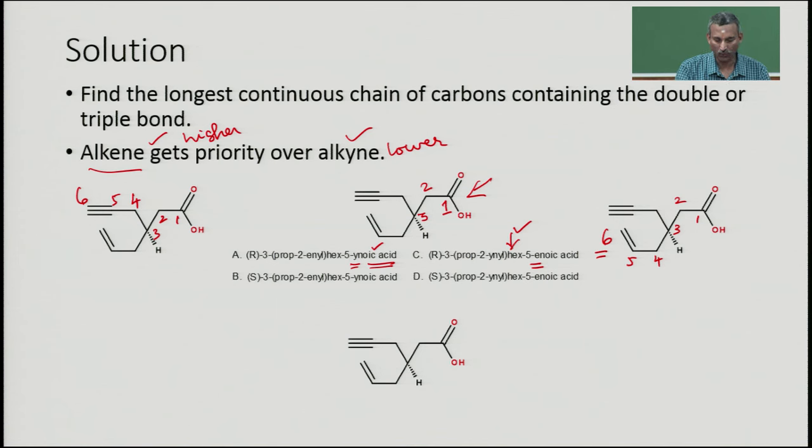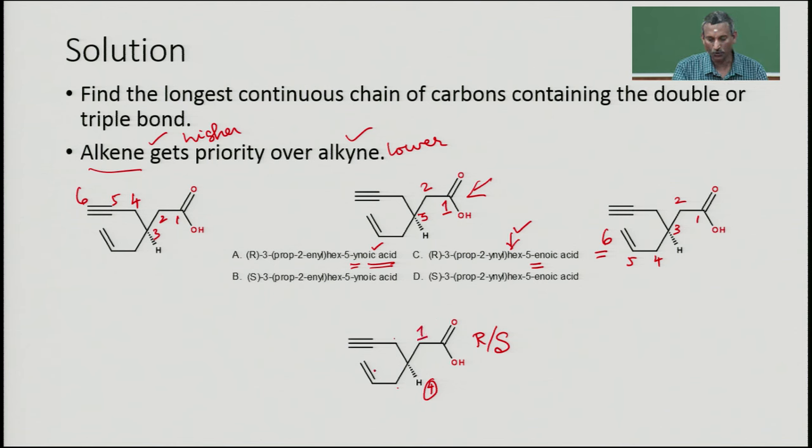And now we have to only find out whether it is a R isomer or S isomer. So, how do we know that? We have to now find out what is the highest priority group. We know hydrogen is the least priority group. So, we can put this as a 4, and we have carbon 1, carbon 2, carbon 3, 3 carbons are there, and this carbon is attached to the carboxylic acid. So, this gets the highest priority. So, this will be given as 1.